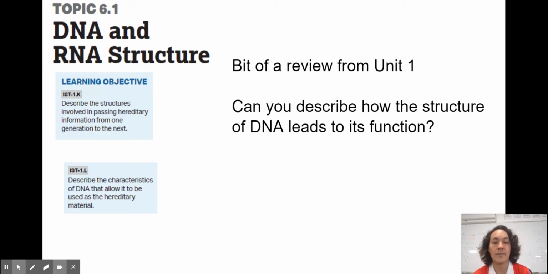Can you describe, students, how the structure of DNA leads to its function? Well, to do that, we really need to think about what the function of DNA is. And that function in the learning objective is going to be passing hereditary information from one generation to the next. So let's check it out.